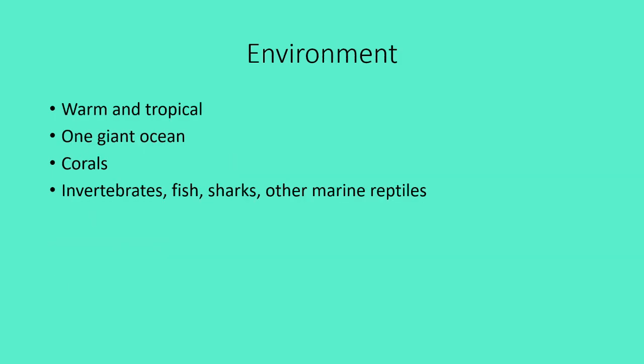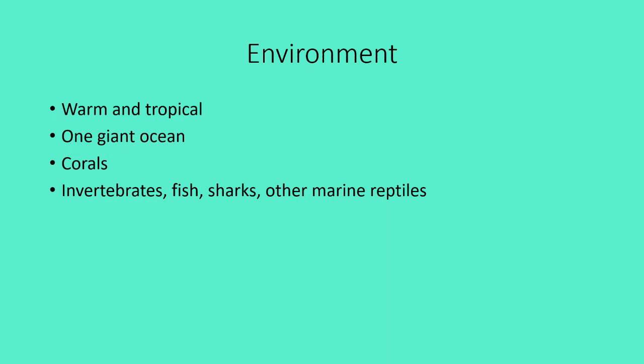The environment where Mixosaurus lived was warm and tropical. There was one giant ocean in the Triassic, because you have Pangaea, the giant supercontinent, in the early parts of the Triassic, and there would have been plenty of corals around, and other types of animals like invertebrates, like say your clams, crustaceans, squids, jellyfish. I mean, the whole nine yards, even ammonites, other types of fish, lots of fish around, sharks were around, and of course, other marine reptiles.